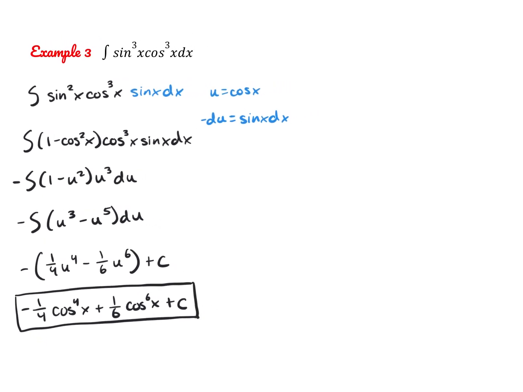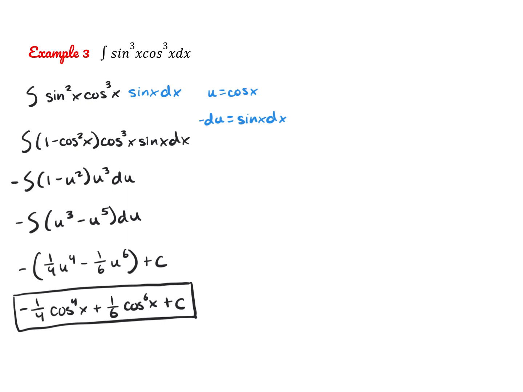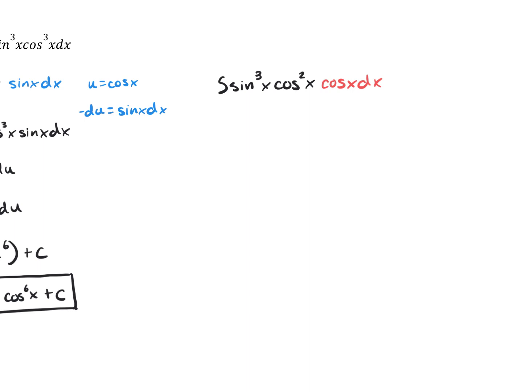Now, let's say alternatively, I wanted to set aside a power of cosine. So that would leave us with sine cubed of x, cosine squared of x, and then we have cosine of x dx. So if I'm setting that aside, I'm doing it with the intention of setting u equal to sine of x. So du is cosine of x dx.